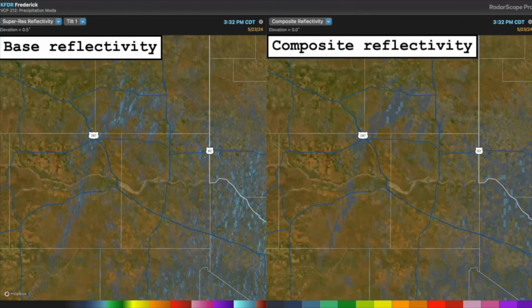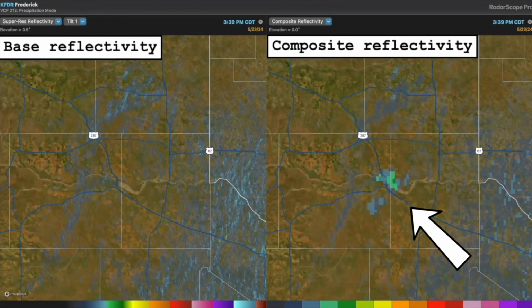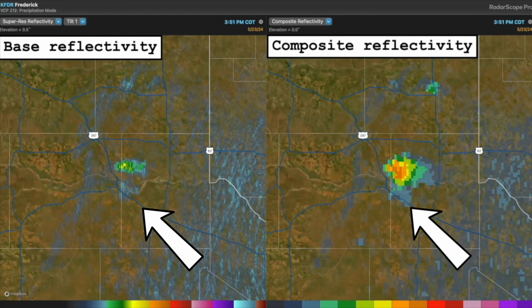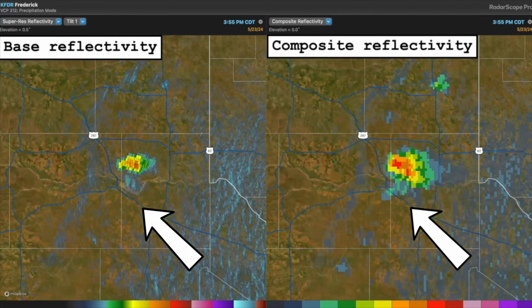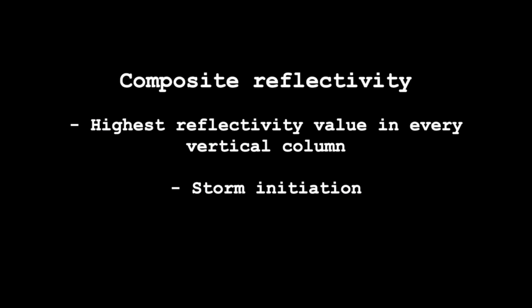In this case, the composite reflectivity product may show robust returns well before the base reflectivity product shows anything at all. In addition, composite reflectivity is useful in situations in which the radar beam is blocked by terrain features or other objects, a problem in places like Southern California, Southern Arizona, and New Mexico, among others. Really any radar site that's perched near or in the mountains.